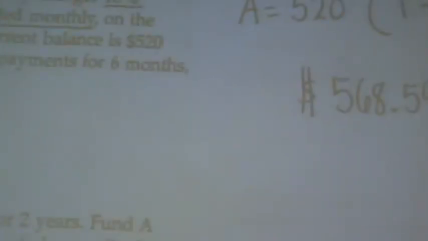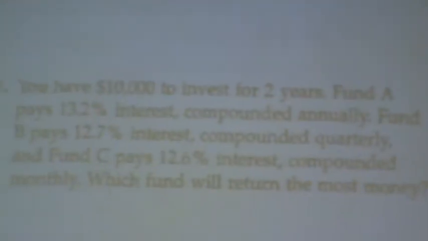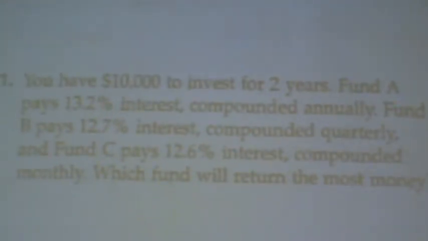You have $10,000 and you're investing this for 2 years. We have 3 funds, A, B, and C. Fund A is 13.2%, B is 12.7, and C is 12.6. What fund will return the most money? What do you think it is? Well, they're compounding differently. So you have to do A, B, and C.